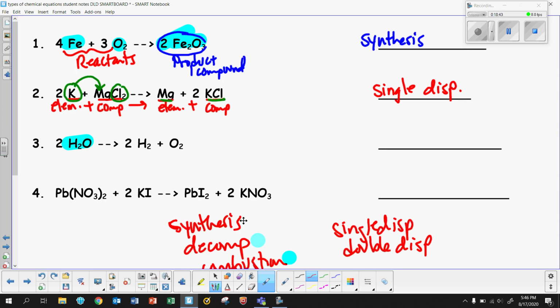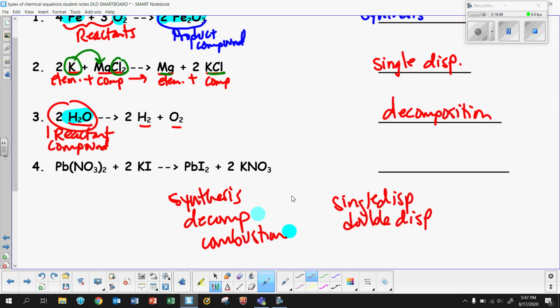Okay, so what is it? Good, it is decomposition. Why is it decomposition? Because we have 1 reactant. We have 1 compound on the reactant side. It's breaking apart into what made it. So this shows the decomposition of water. This is H2O, and it's breaking apart into what made it, hydrogen and oxygen. All right, number 4. What type do we see in number 4?